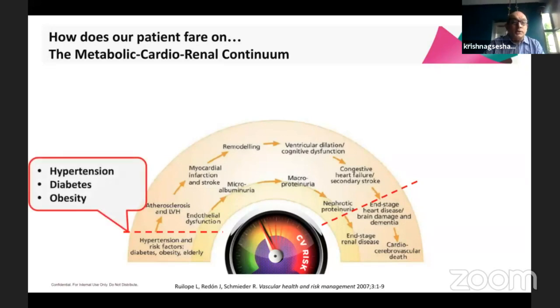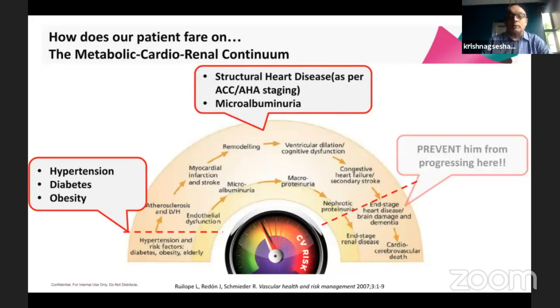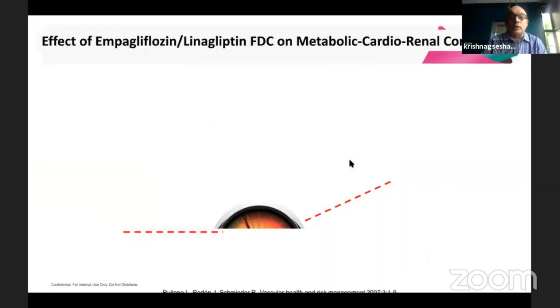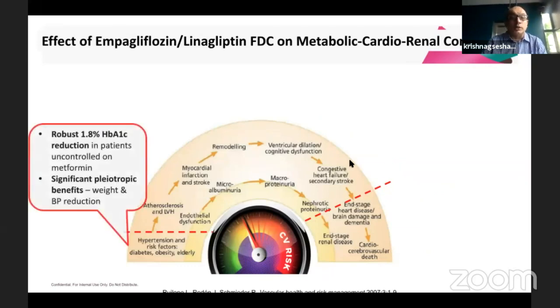This is where our patient is. He has hypertension, he has diabetes, he has obesity, he has structural heart disease, he has microalbuminuria, and you can prevent him from progressing here. Remember that the data is still class 2, level 2. But clearly, the combination is useful.